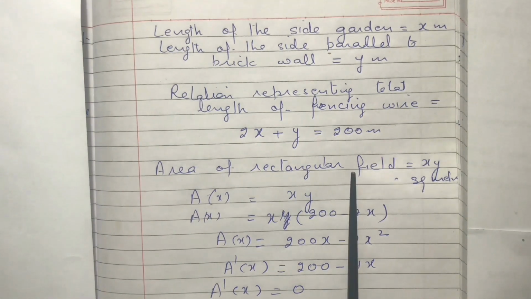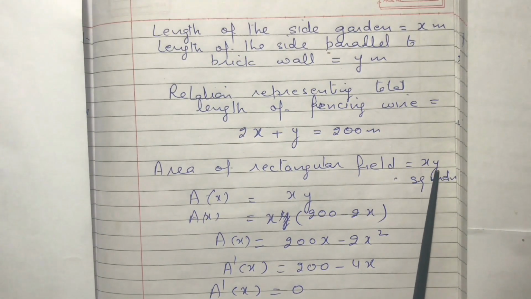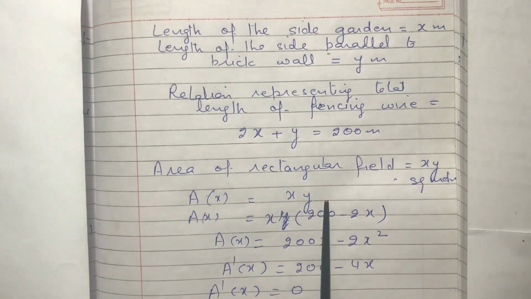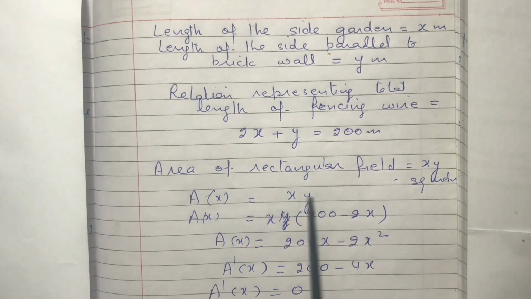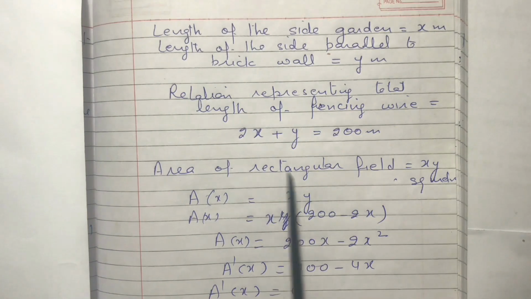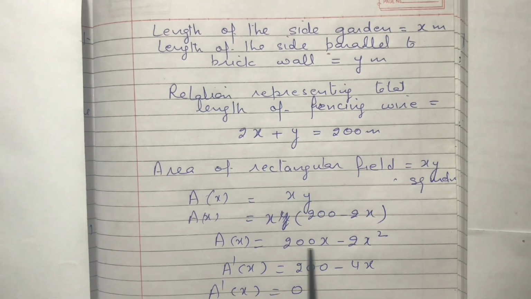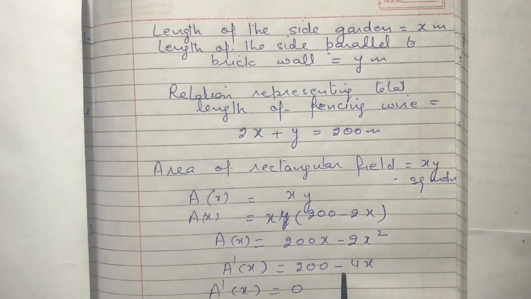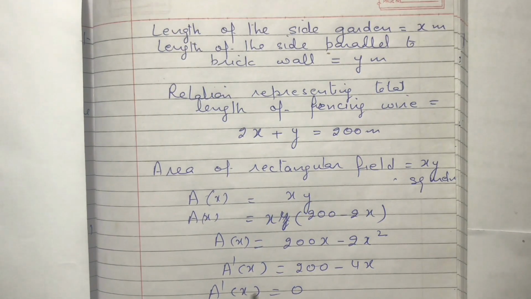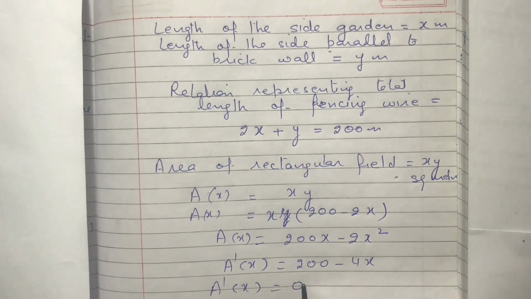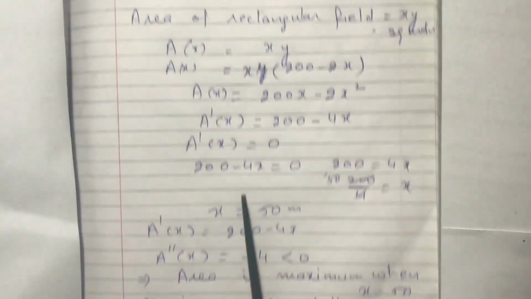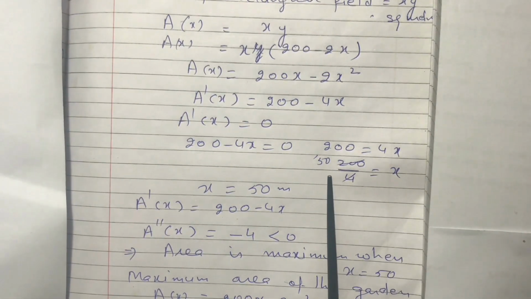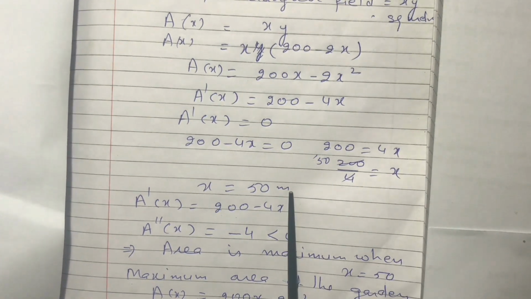So area of the rectangle field is length into breadth, that is x into y square meter. So area is equal to xy. Now area is equal to, instead of y, write 200 minus 2x. So A(x) is equal to 200x minus 2x square. So A dash x is equal to 200 minus 4x. Now let A dash x is 0. It means 200 minus 4x is 0. So x will come out to be 50. So x is equal to 50.